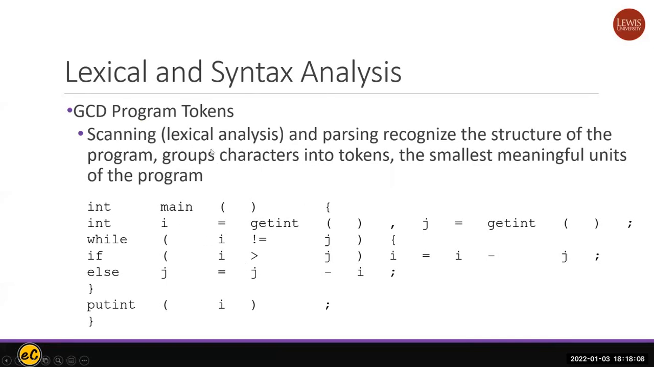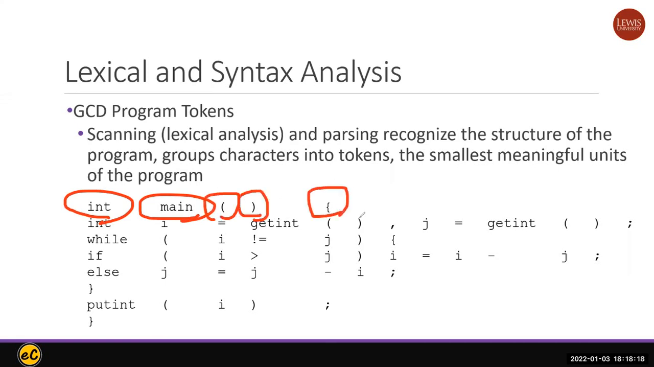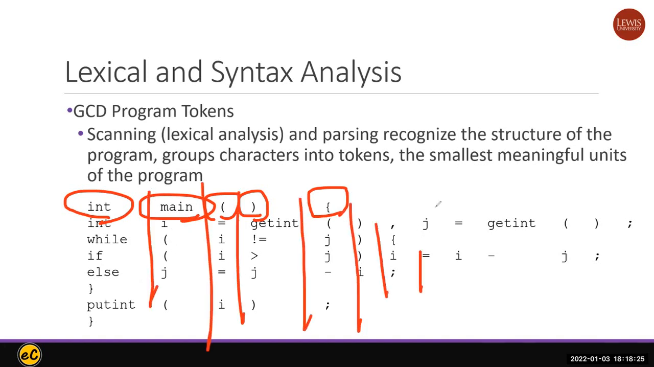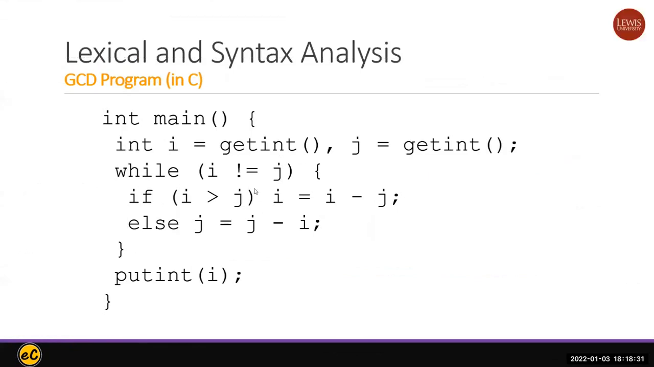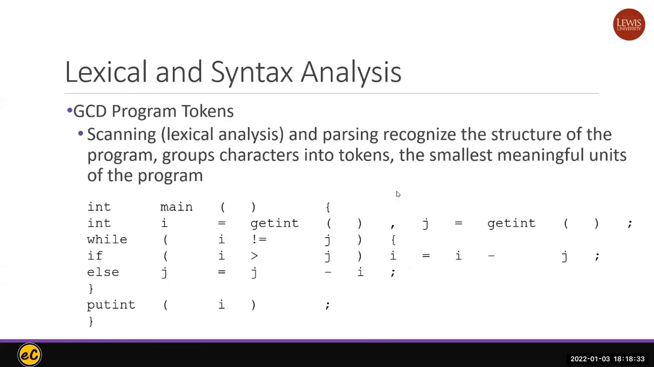It will be tokenized using the scanner into tokens. Basically, right here you can see int is a token, main is a token, the left parenthesis is a token, the right parenthesis is another token, and the left bracket is a token. So here we have the source code being broken down into different tokens.